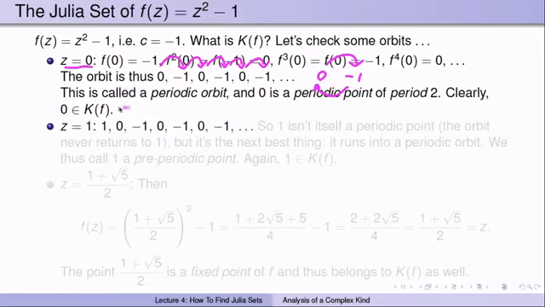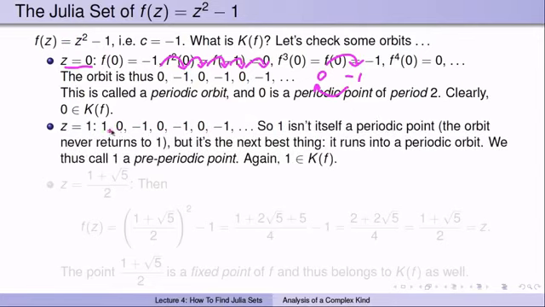Let's look at another point z. Let's look at the point z equals 1. 1 gets mapped under f to 1 squared, which is 1 minus 1, that's 0. 0 gets mapped to negative 1. As we found before, negative 1 gets mapped to 0, 0 to negative 1, and so on. So 1 itself isn't a periodic orbit because the orbit never returns to 1. It is called a pre-periodic orbit.